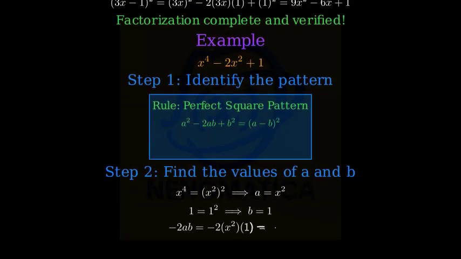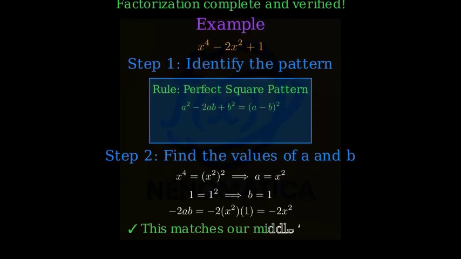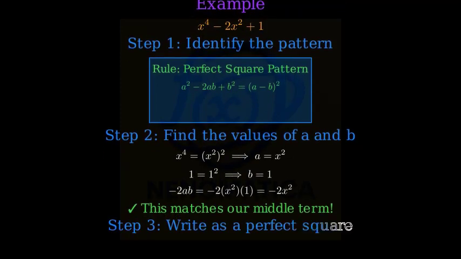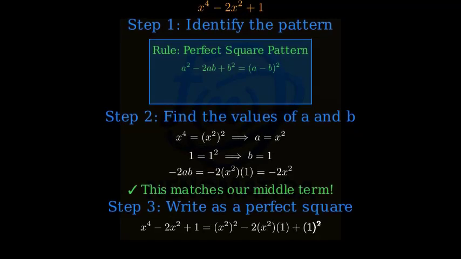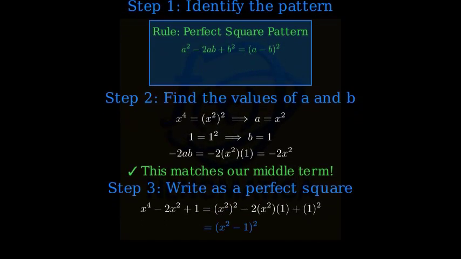Now, let's check the middle term. If this follows the pattern, the middle term should be minus 2 times a times b, which is minus 2 times x squared times 1, giving us minus 2x squared. This matches our middle term, confirming that this is a perfect square trinomial. Now we can write this expression as a perfect square. If a equals x squared and b equals 1, then using our pattern, we can rewrite x to the fourth minus 2x squared plus 1 as x squared minus 1, all squared.